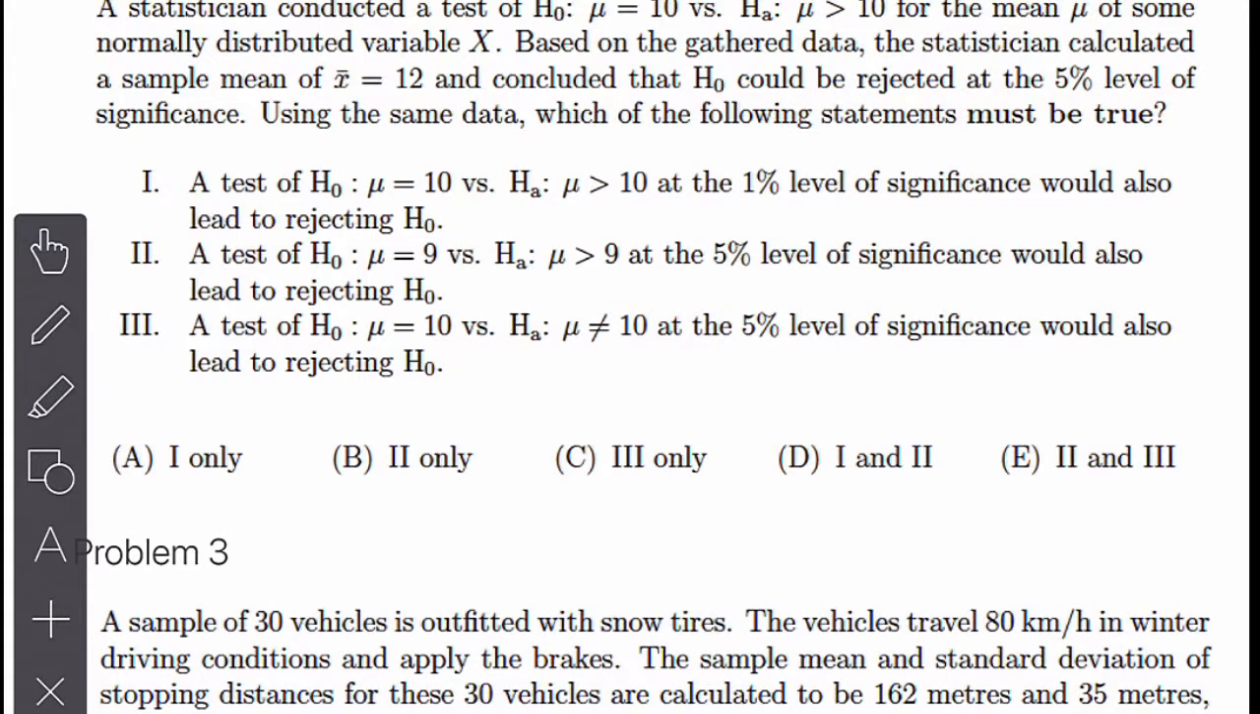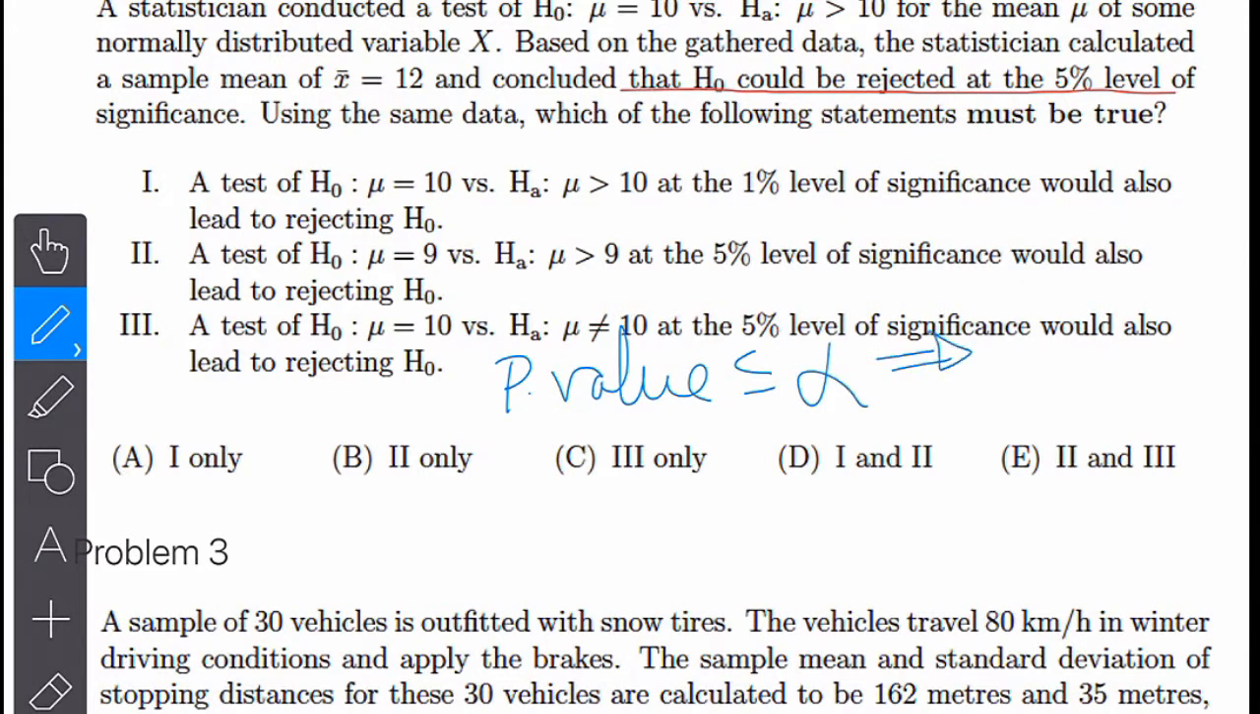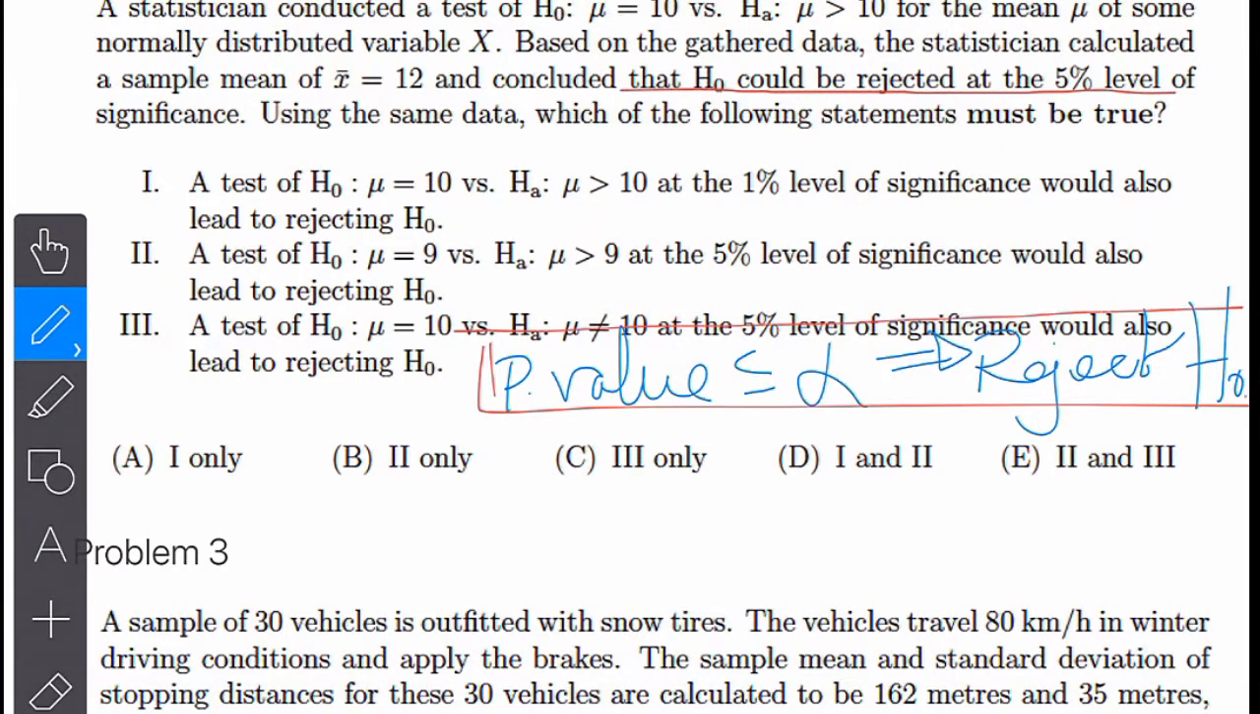So this is important. Whatever happened with the numbers, you find out the conclusion, and we're assuming that that's the correct conclusion. H0 could be rejected. So that means that, again, the statement, right? We're going to write out the statement: p-value less than or equal to alpha implies reject H0. So that's what essentially we've done. We found a p-value that was smaller than 5%.